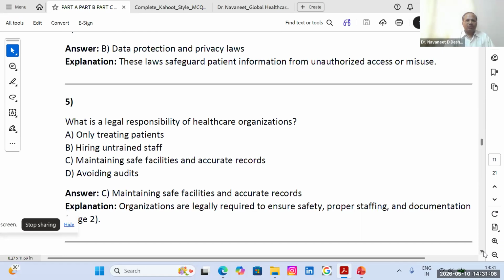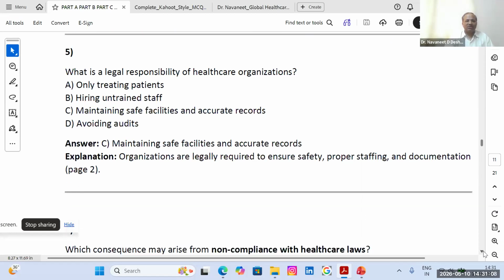Let's now go on to the fifth question. What is the legal responsibility of healthcare organizations? A. Only treating the patients. B. Hiring untrained staff. C. Maintaining safe facilities and accurate records. D. Avoiding audits. The correct answer is C. Maintaining safe facilities and accurate records. Because organizations are legally required to ensure safety, proper staffing, and documentation.